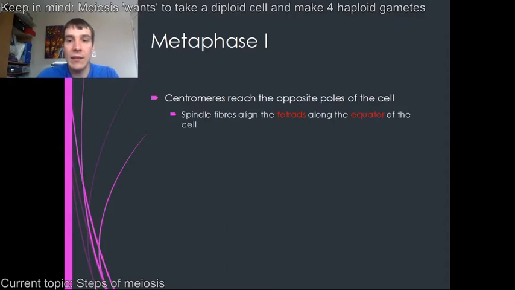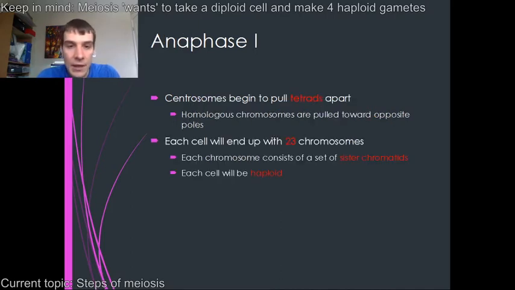Metaphase, same thing. They align along the equator. As we saw earlier, this actually takes a while. The prophase-metaphase line is really, really hard to see. Anaphase, they get pulled apart. Under the microscope, it's really obvious. They look like they're going, oh no, I'm getting pulled apart. You end up with 23 chromosomes. Each chromosome is a set of chromatids.